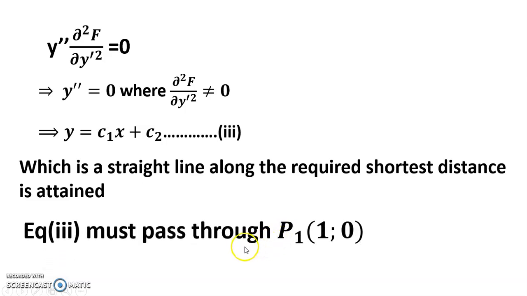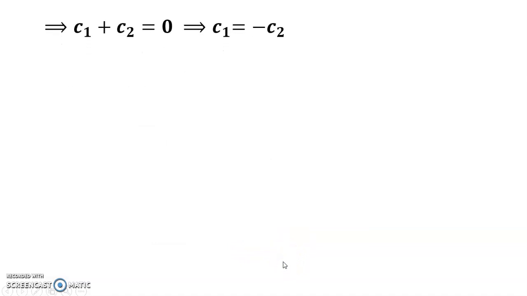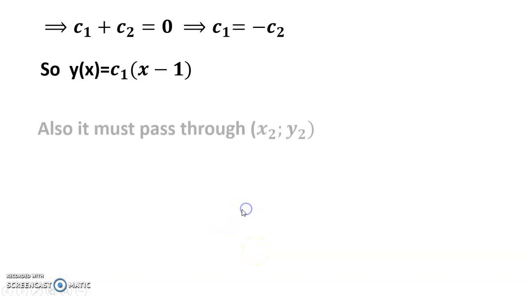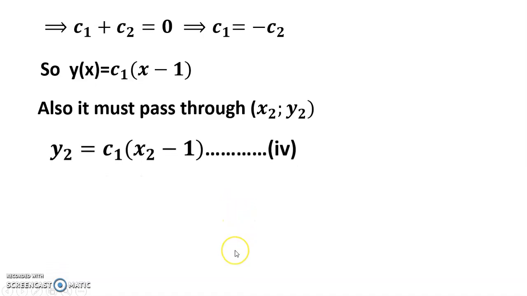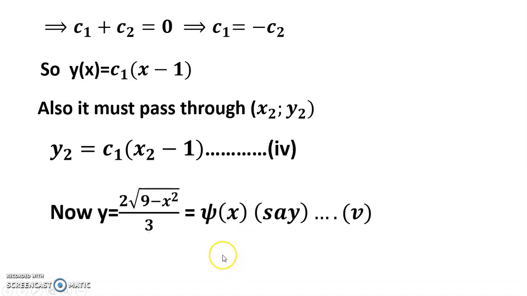And equation 3 must pass through P1 (1,0). When it passes through this point, c1 + c2 = 0, so c1 = -c2, and y(x) = c1(x - 1). It must also pass through (x2, y2), so y2 = c1(x2 - 1). And now the ellipse gives y = 2√(9 - x²)/3, and ψ(x).